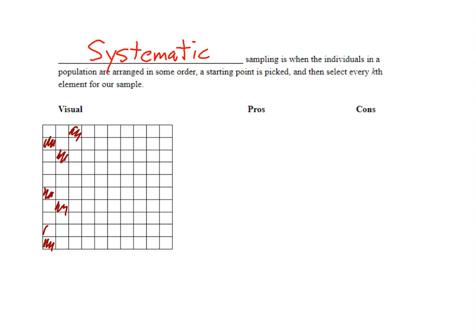So what are the pros of systematic? It's easy to implement, especially probably in a factory setting. And this is actually a good approximation of just doing it really, truly randomly.